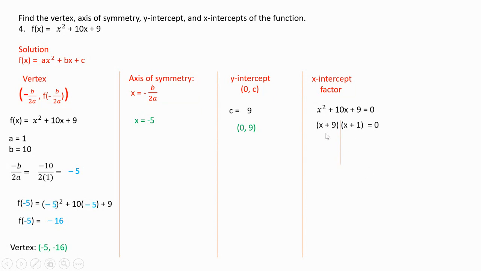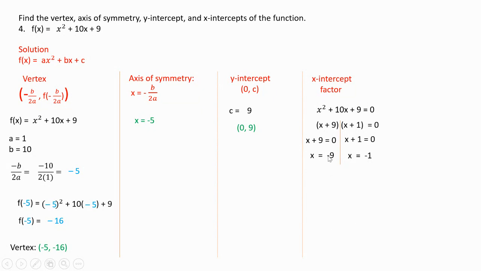Then we use the zero product property, which means that x plus 9 must equal 0 or x plus 1 must equal 0, right? And all we do is solve for x. So x equals negative 9 because we subtracted 9 from both sides. And here x equals negative 1 because we subtracted 1 from both sides. So these are my x-intercepts.